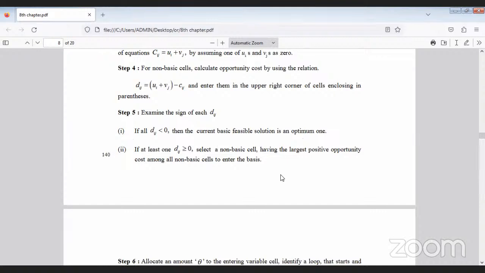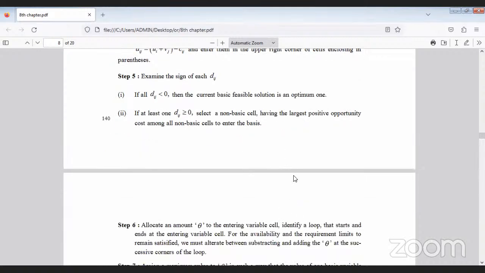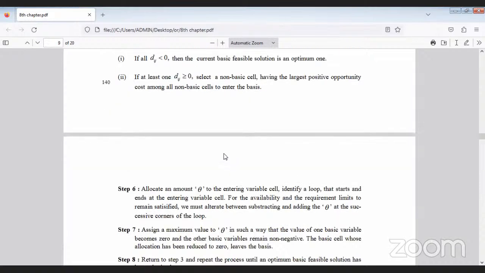Examine the sign of each Vj. If all Dij are less than 0, then the current basic feasible solution is optimum. If at least one Dij is greater than 0, select the non-basic cell having the largest positive opportunity cost among the non-basic cells to enter the basis here.